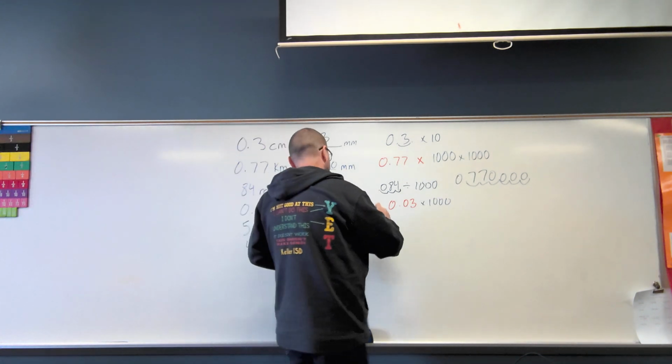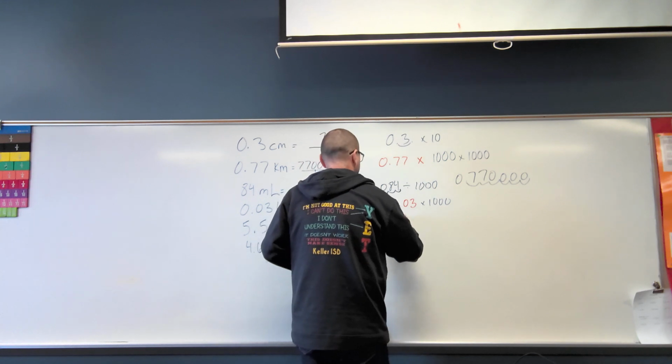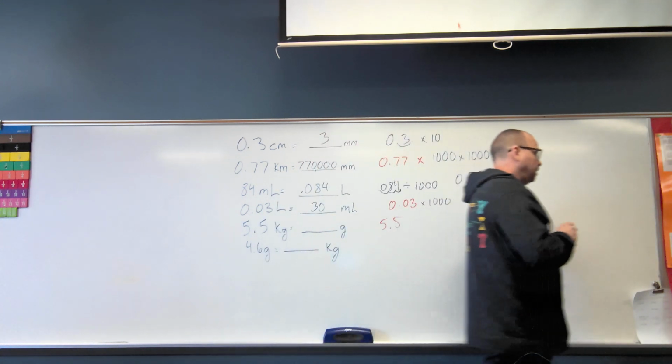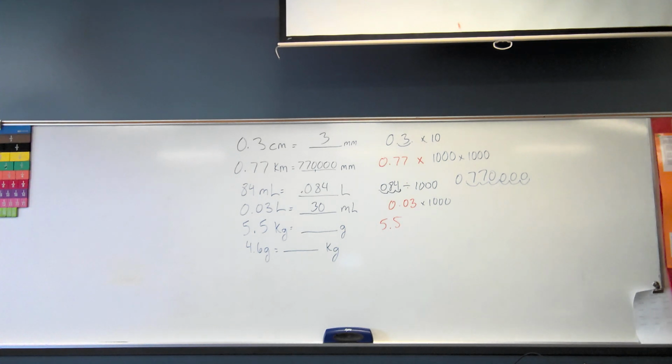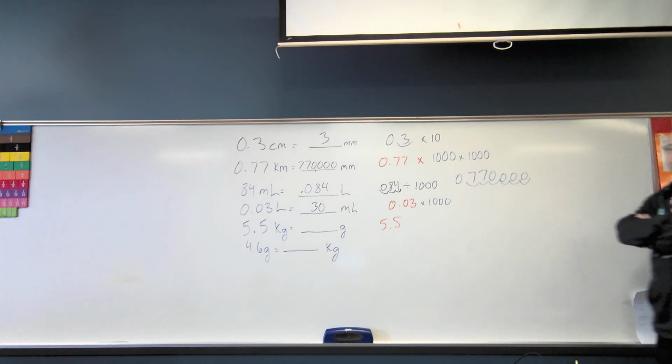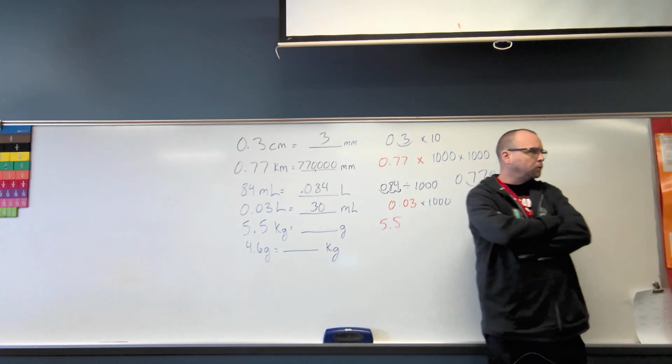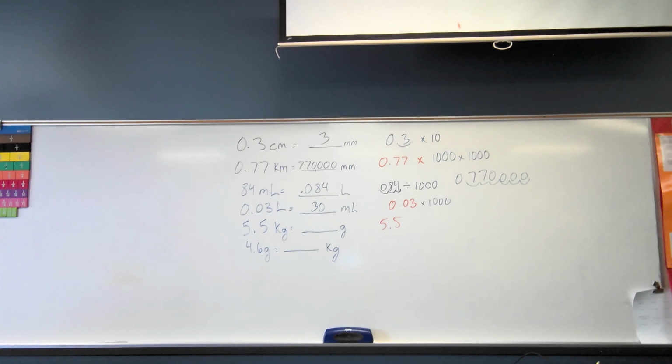Five and 5/10 kilograms to grams. I'm going to do something with 5 and 5/10. I'm either going to multiply it by 10, 100, or 1,000, something with 1 with zeros behind it, or I'm going to divide it.